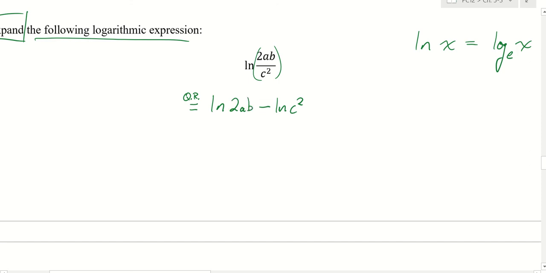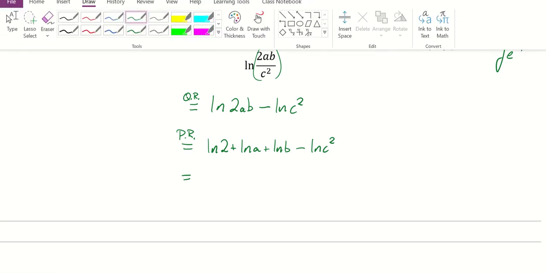So now we can apply another rule to expand this even further. We're going to apply the product rule. So here we have ln of 2 times a times b. I can represent that as ln of 2 plus ln of a plus ln of b. And then I am subtracting ln of c squared.